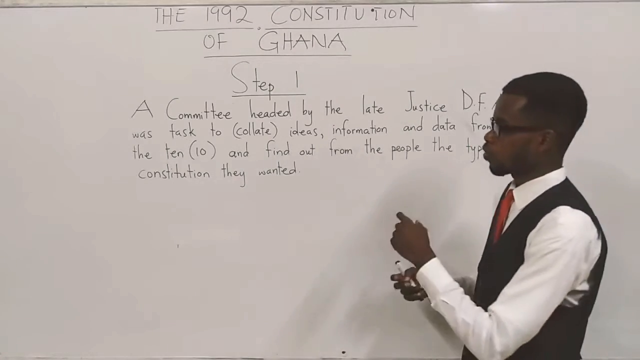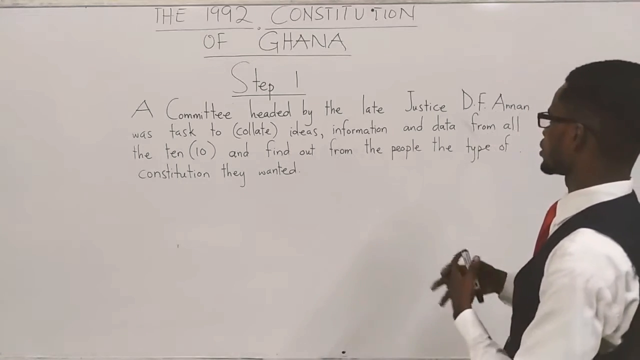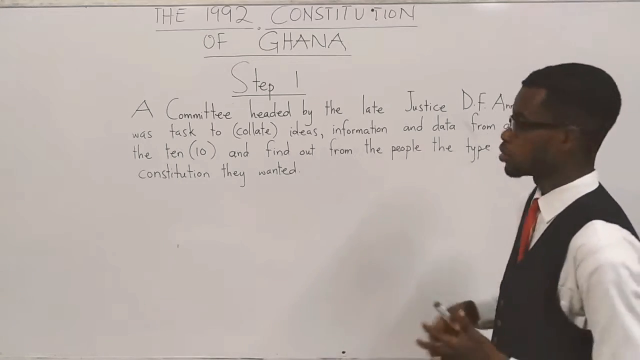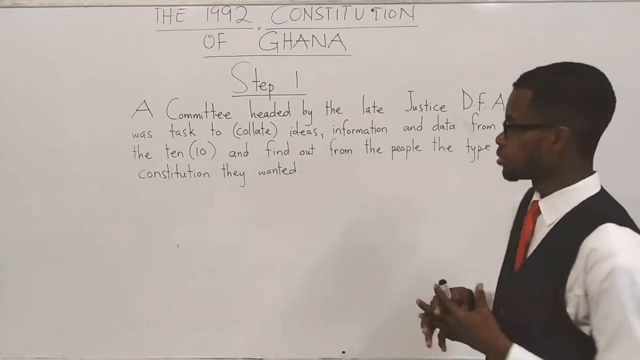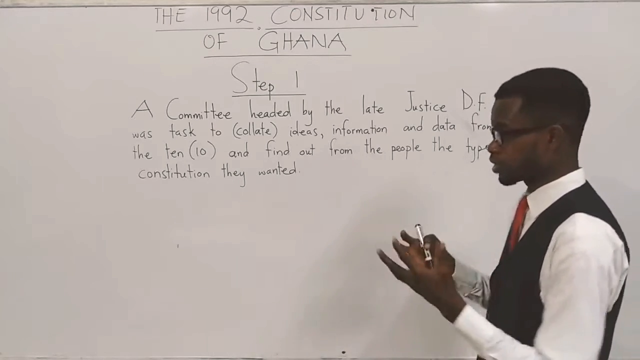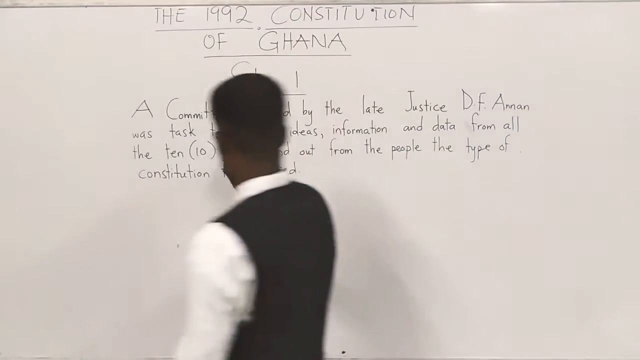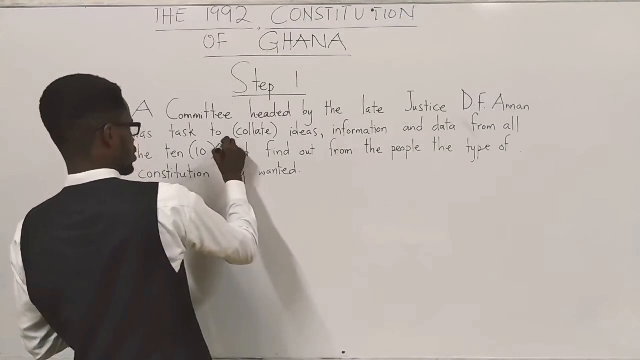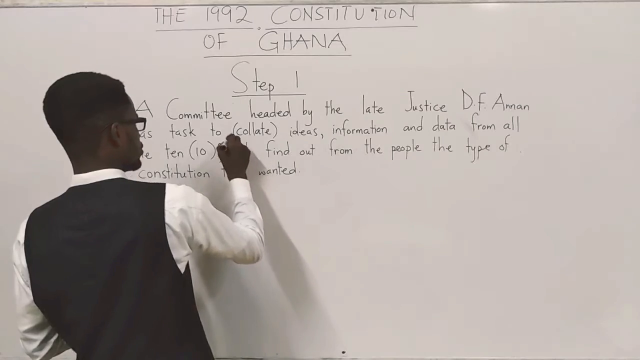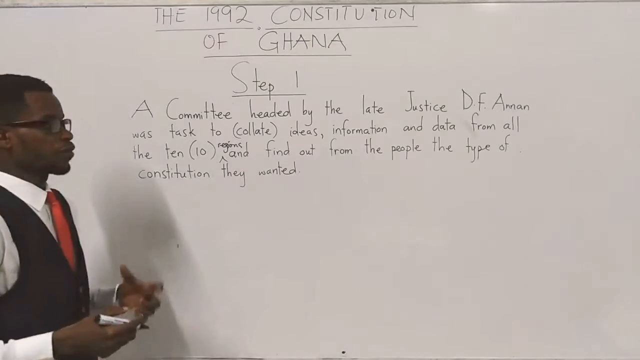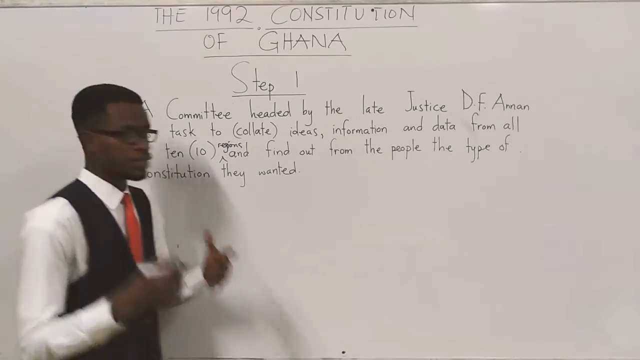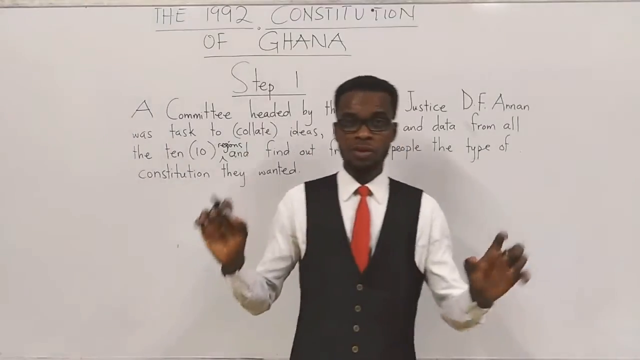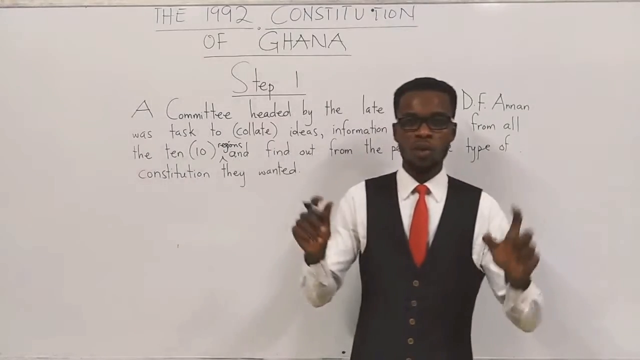So you can take note of this. A committee headed by the late Justice D.F. Annan was tasked to collect ideas, information, and data from all the 10 regions, and find out from the people the type of constitution they wanted. That's it for step number 1.